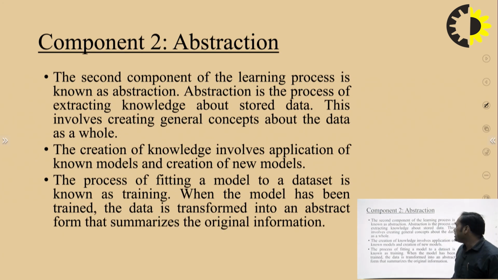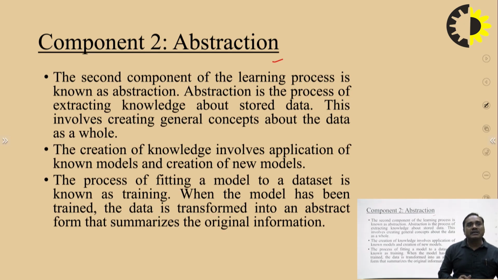Now the second point is abstraction. Abstraction is the second most important part of machine learning. The second component of the learning process is known as abstraction. Abstraction is the process of extracting knowledgeable data.